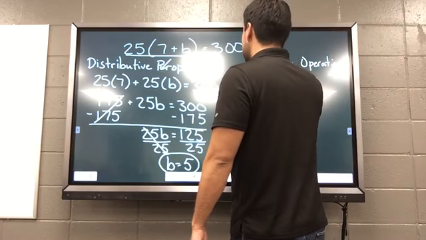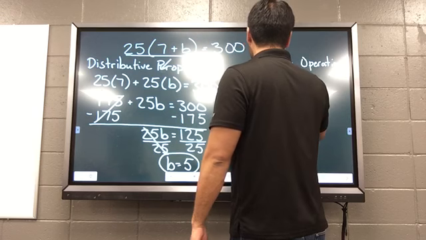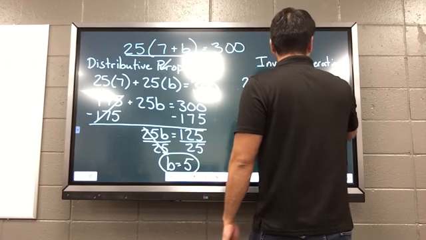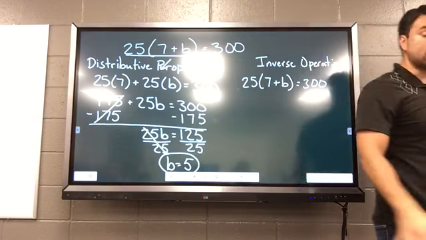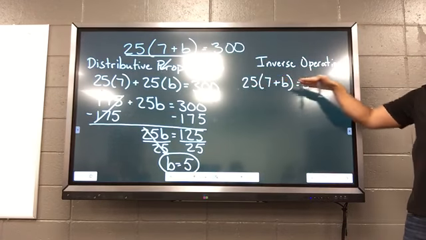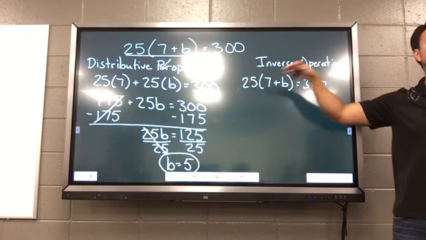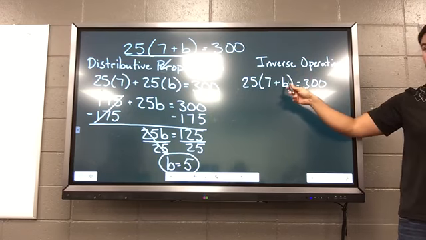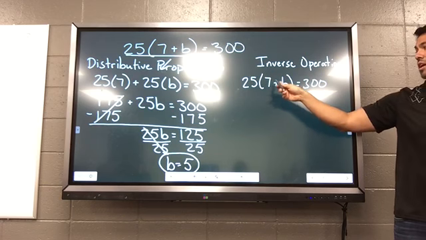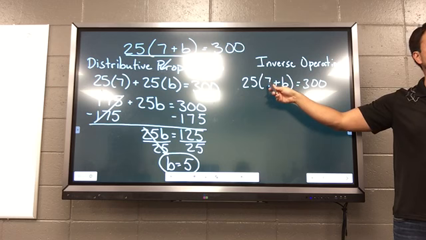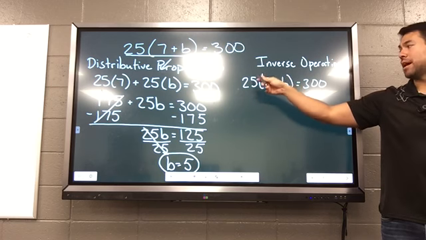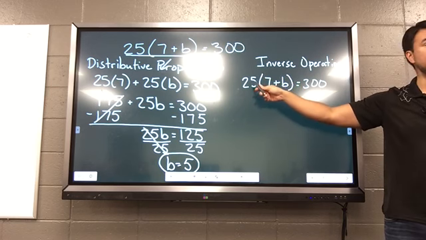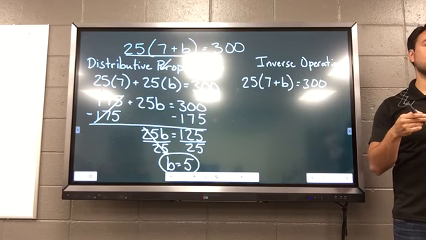This one actually doesn't change from the beginning, so I'm just rewriting it. I'm not using the distributive property here. I'm just going to go right to it. What's happening to B first? Added with 7, and then multiplied by 25. You guys agree with that? What do I undo first?